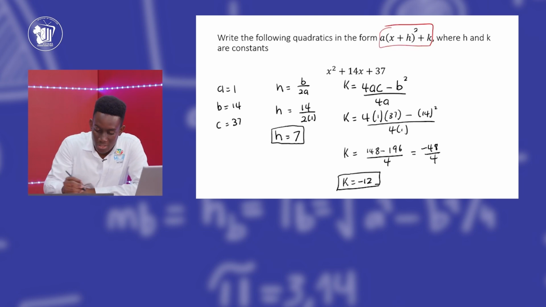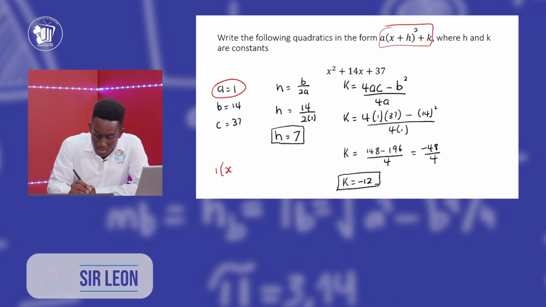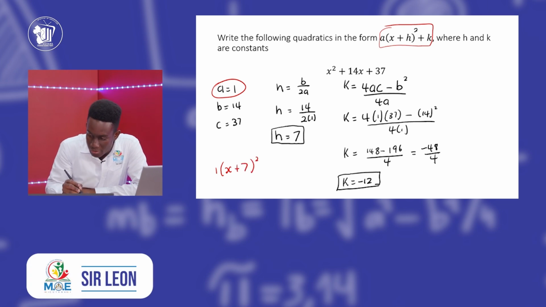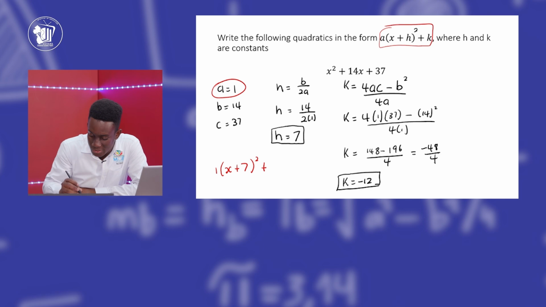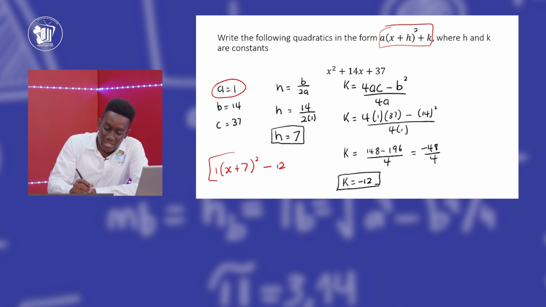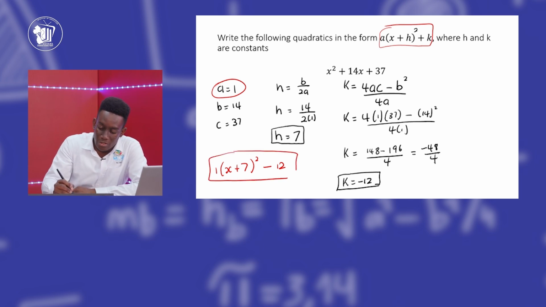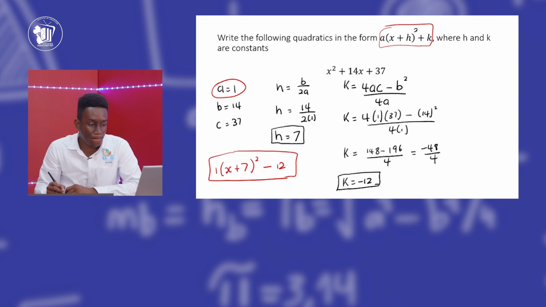So this would be a. We found a to be 1. So we have 1, open bracket, x will always be x, plus h, which is 7, squared, plus k, which is minus 12. So the positive and the minus will cancel out and give us a minus. So this would be the answer in that form after we found our values for h and k.